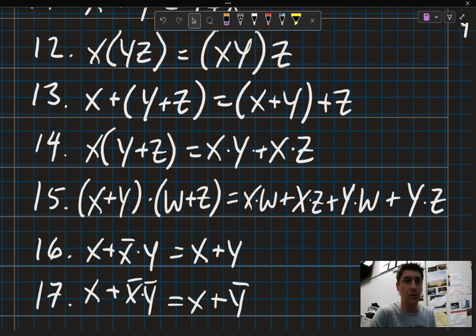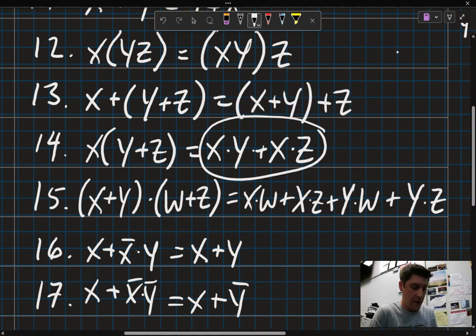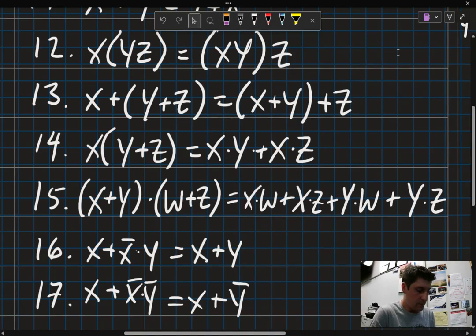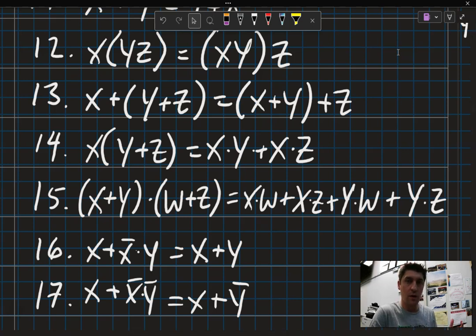So x will get distributed to the y term and to the z term. So if I rewrite that, you can see that I get x and y, or x and z. The x gets added to both terms. And I can do that with multi-term ORs as well when they're ANDed together.